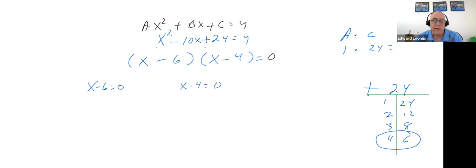If you want to just change the signs, you can do that. But I'm going to do the math. X minus 6 is 0. So if I add 6 to both sides, x equals 6 when my y is 0. X minus 4 is 0. I add 4 to both sides. X equals a positive 4 when my y is 0.